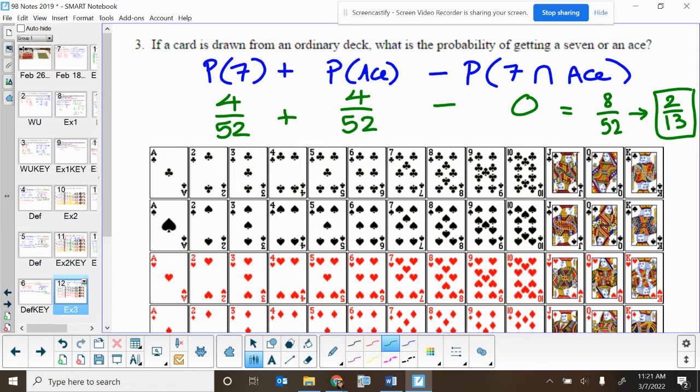And then example 3 says, what about a 7 or an ace? So again, you can just start by saying that's the probability of 7 plus, because the or tells you that it's plus, the probability of an ace, and then minus the overlap. That reminds you to check for the overlap. And then sometimes that's just 0. So yes, 7s are here. Aces are here. They're both a column. They're both vertical. There's no overlap. So this part's just 0.